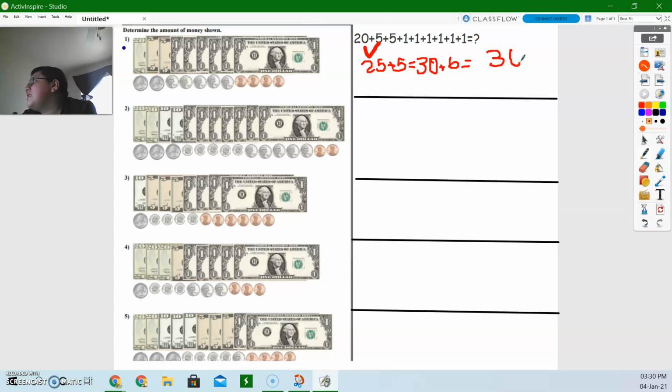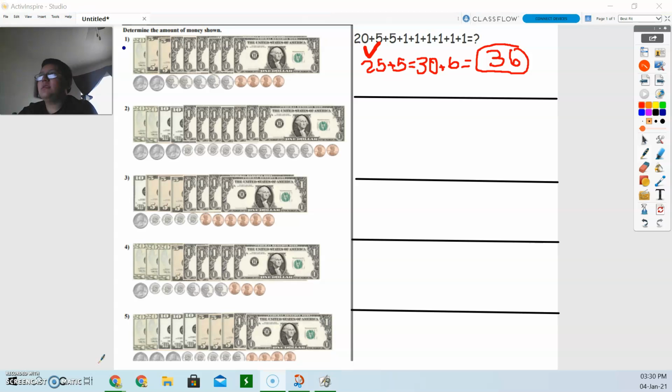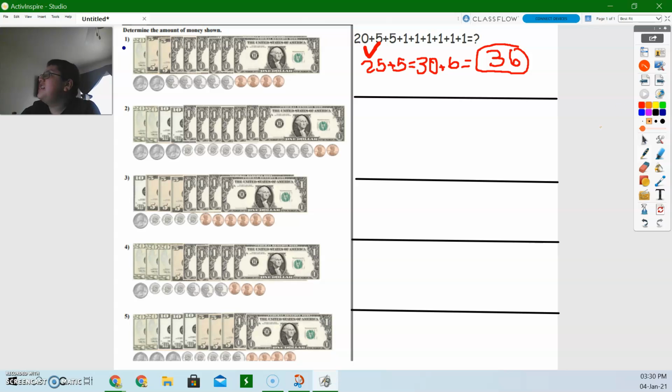But that is just for dollars. We have to still find the total for the nickels, cents, quarters. I'll be right back. Sorry, had to take care of something for a moment, but okay, so now we're going to find the total for nickels, dimes, quarters, and everything.